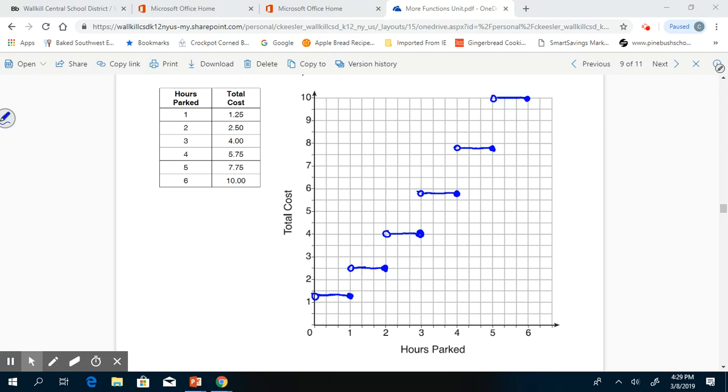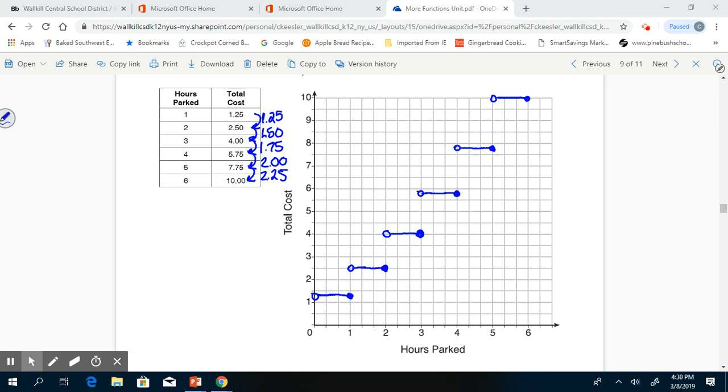If you look at this, we can think about slope in a way. $1.25 to $2.50 is increasing by $1.25, so it looks like it's doubling. Then $2.50 to $4 is increasing by $1.50. Then 4 to 5.75 is increasing by $1.75. 5.75 to 7.75 is increasing by $2. And 7.75 to $10 is increasing by $2.25. So you can see here that each hour interval is 25 cents more than the previous hour interval.